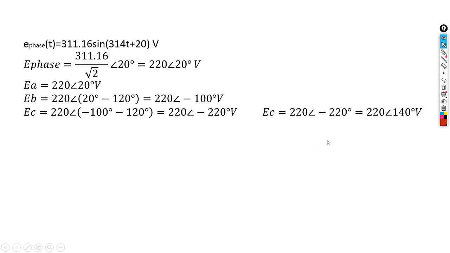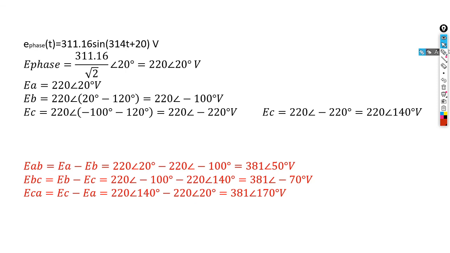And then from here, we know that our line voltages are AB, BC, and CA. So if we take the voltage EA minus EB, because for this case we have AB, it's going to be A minus B, and therefore we'll get a line voltage of this. Okay, so remember, if you take 220 and times it by square root of 3, you will get 381. But the problem is the angle.